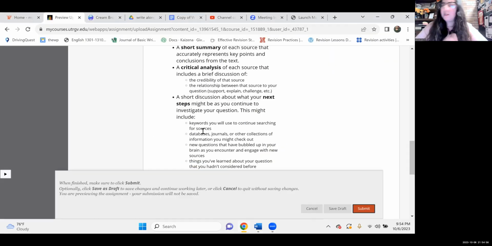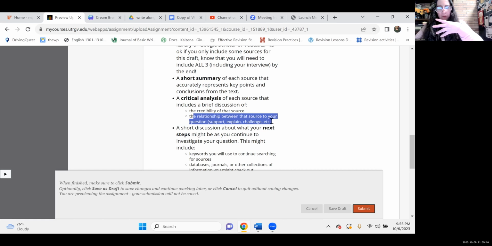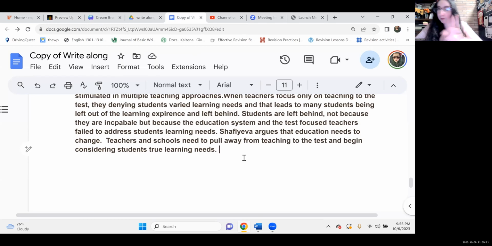So let's go and look at the assignment just to get a better sense of what the teacher's asking for here. So when I look at it, I've already done the summary and the credibility. So I just have this: explain the relationship between the source and your question. Does it support, explain, challenge, right? Those are things I was just talking about. How is it connected? How is it giving you information? In what ways is it providing you with information? So we're going to have to go back and look at a couple of things.